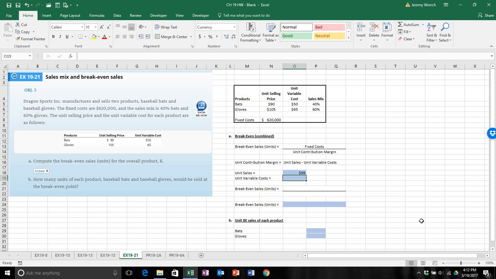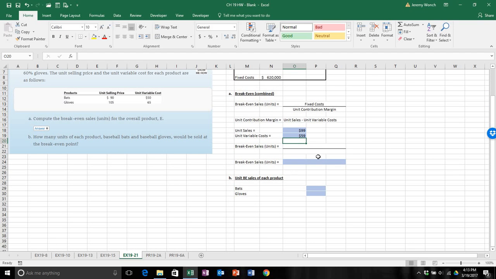And so for our unit variable cost, we do the same thing, except we do it with the variable cost amounts. So bats are going to cost $50 each, and they're 40%. Gloves have a cost of $65, and they are 60%. So we have a unit variable cost now of $59.